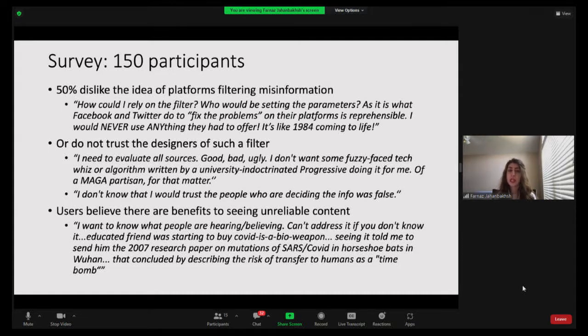Some said that a filter that automatically blocked content would always carry the biases of its designers, and they weren't sure that they would necessarily trust the designers of such a filter. As one said, I need to evaluate all sources, good, bad, ugly. I don't want some fuzzy-faced tech whiz or algorithm written by a university indoctrinated progressive doing for me, or a MAGA partisan for that matter. Users also discussed that there were benefits to seeing unreliable content in their feed. For example, one was so that they could be aware of what their friends and family are exposed to, so that they know how to talk to them.